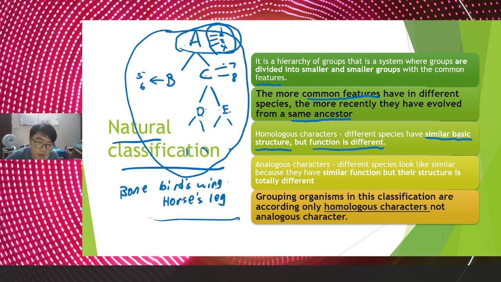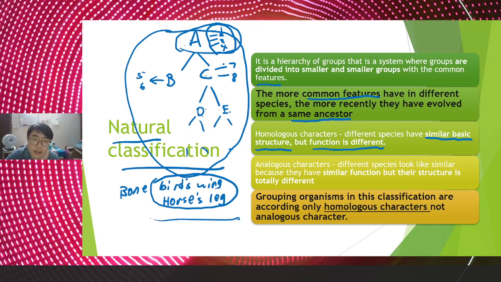What do you use the bird's wing for? It can fly. What is the horse's leg for? For walking and running. So they have similar basic structure. The bone structure is almost the same, but the function is totally different.